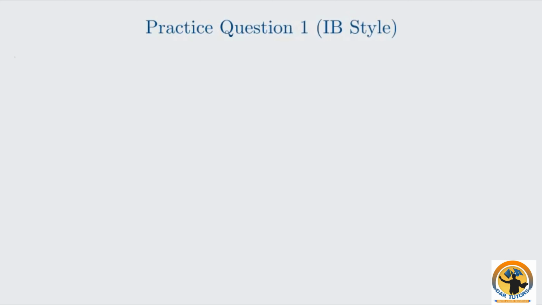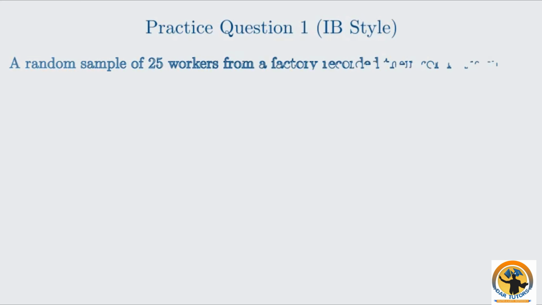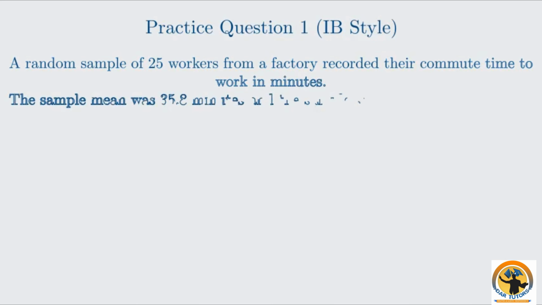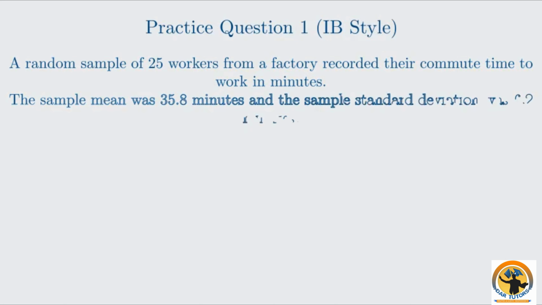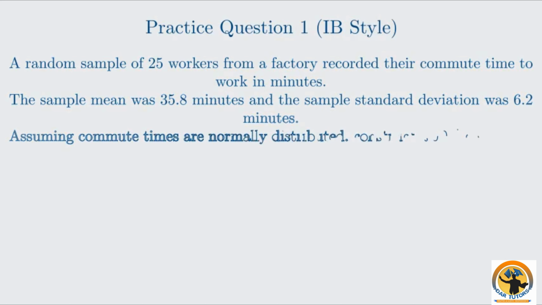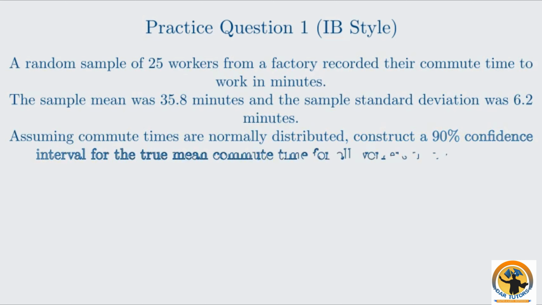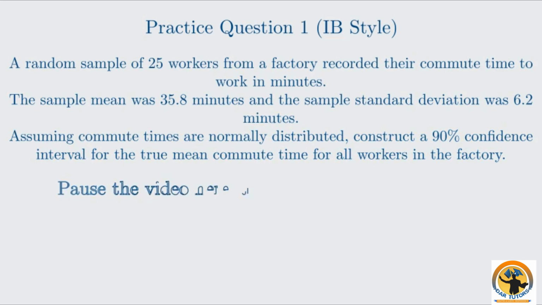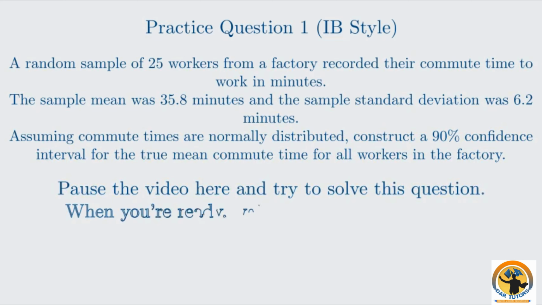Here is your first practice question. A random sample of 25 workers from a factory recorded their commute time to work in minutes. The sample mean was 35.8 minutes, and the sample standard deviation was 6.2 minutes. Assuming commute times are normally distributed, construct a 90% confidence interval for the true mean commute time for all workers in the factory. Pause the video here and try to solve this question. When you're ready, we'll go through the solution.